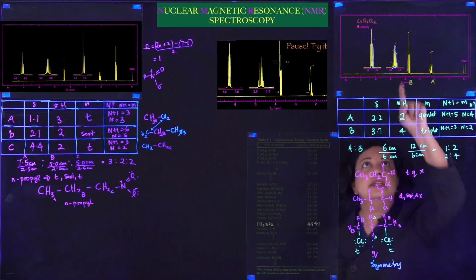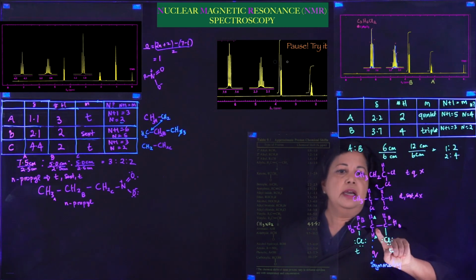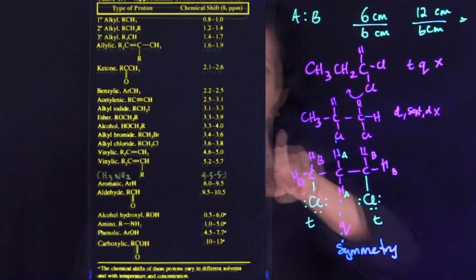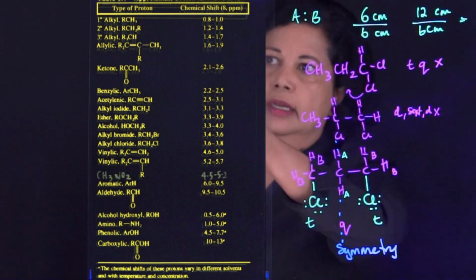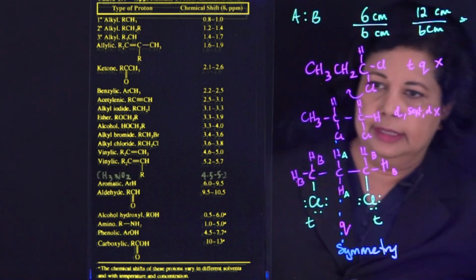Let's look at the delta values and see if they match up. Let's see, this hydrogen is at 2.2. So 2.2, they're not next to a chlorine. They're more in the alkyl range, where you have neighboring protons that are de-shielded.